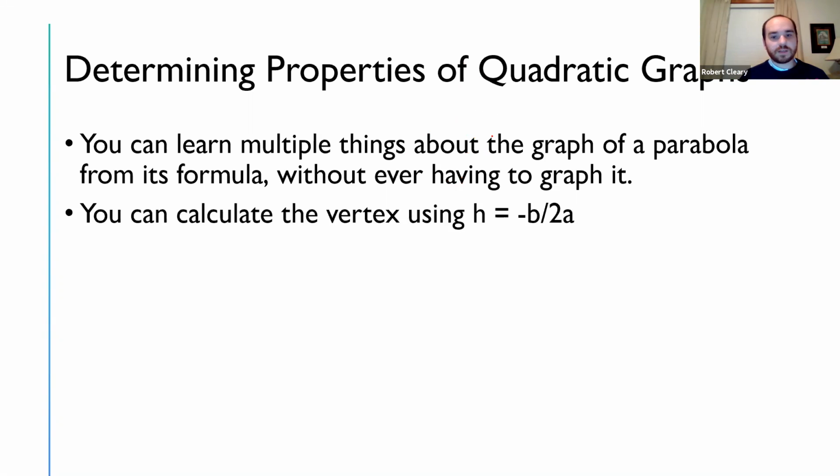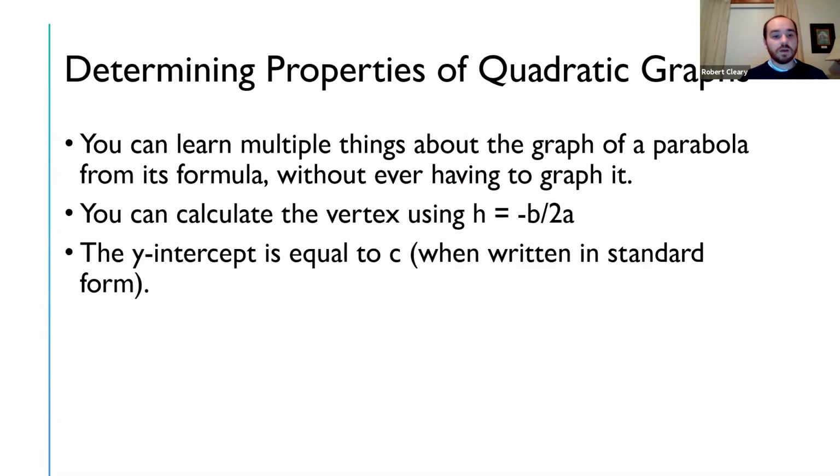We've already talked about calculating the vertex. So this is the x value of the vertex, h equals negative b over 2a. And then you can plug that in to get the y value of the vertex. The y-intercept is equal to c when we have an equation written in standard notation, so ax squared plus bx plus c. The y-intercept is equal to c, and that's because the y-intercept exists where x equals 0. 0 squared is 0 times a is 0, plus b times 0, which is also 0, plus c. So you're just left with c. So c is always the y-intercept when we're written in standard notation.